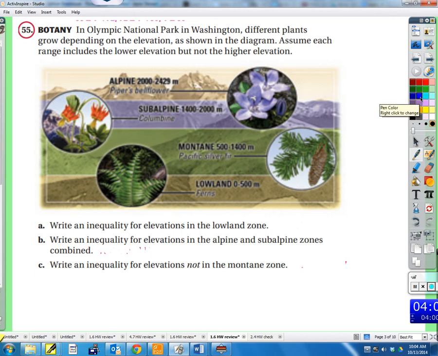Right, and so part C, write an inequality for elevations not in the montane zone. So quickly, since the question is about C, we'll just go through A and B really quickly. For an inequality of elevations that are in the lowland zone, here's the lowland zone. That's from 0 to 500. So any elevation E that's bigger than or equal to 0, but less than 500.